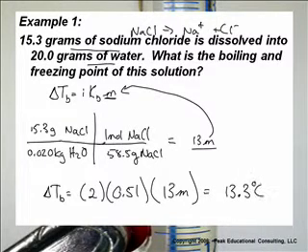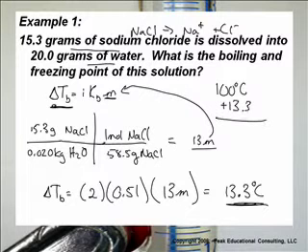13.3 degrees Celsius. So that's our answer, right? Nope. Because it says, what is the boiling point? When it's asking for the boiling point, that's actually the change in the boiling point. Water normally boils at 100 degrees Celsius. So in boiling point elevation, it always goes up. You add 13.3 and it would be 113.3 degrees Celsius for the answer.